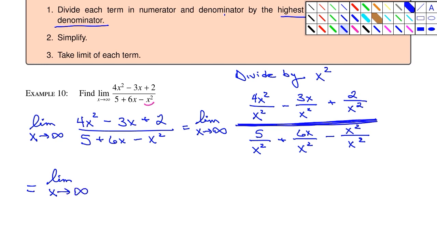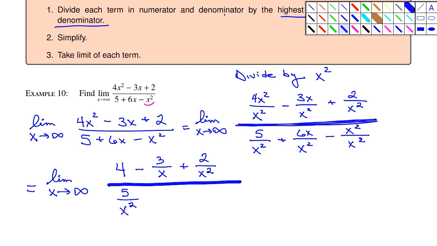So we still have the limit as x goes to infinity. Now I'm going to simplify each of these. So 4x squared over x squared is just 4. 3x over x squared is 3 over x. And plus 2 over x squared, nothing cancels there. 5 over x squared, nothing cancels here. 6x over x squared is 6 over x. And then x squared over x squared is 1.